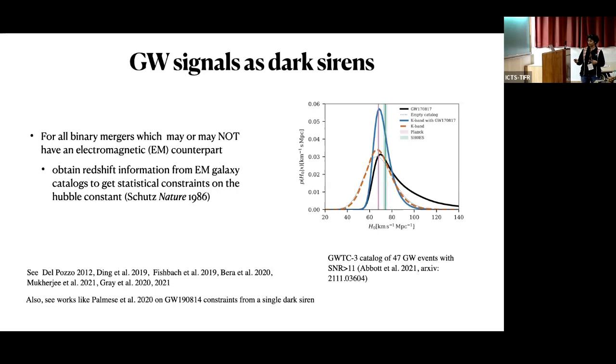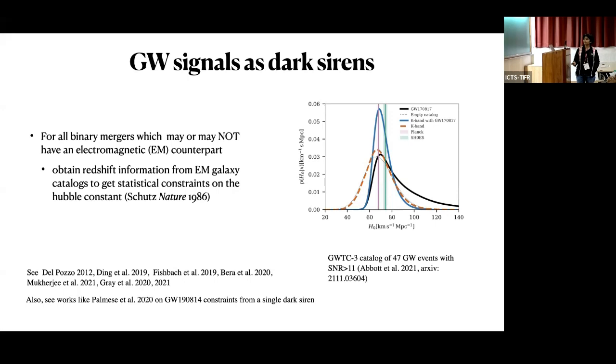Yeah, there are other methods proposed which make use of dark sirens, which is not directly finding the exact EM counterpart, but still making use of the EM galaxy catalog. The idea is that if you have a merger, and based on the sky localization you have some set of galaxies with redshifts from the EM catalog, you can get a distribution of the H0 for a given merger, right? Then you can combine this with hundreds of mergers, and statistically you can get a constraint on the H0. So that's another way of making use of these GW sources as dark sirens.